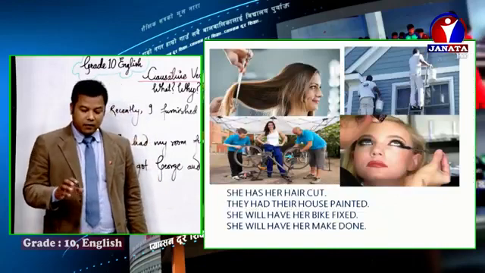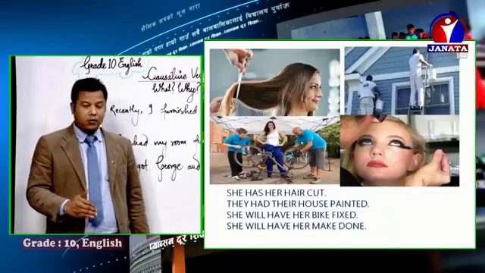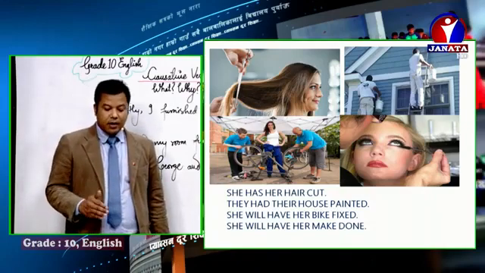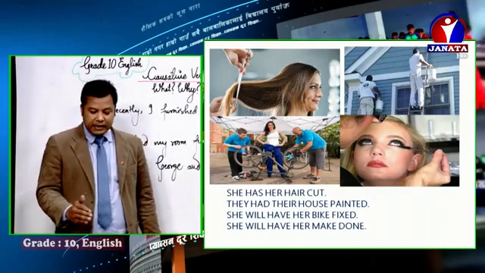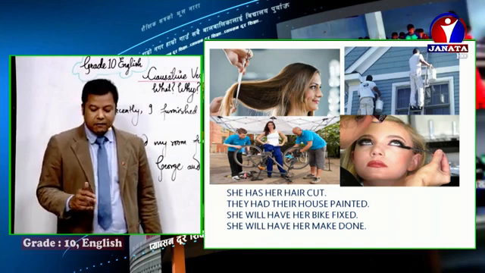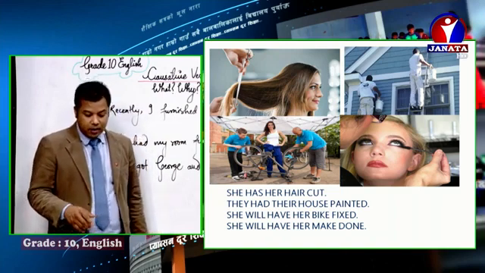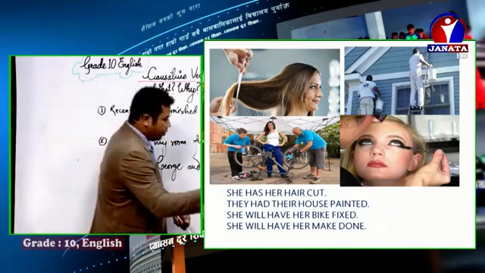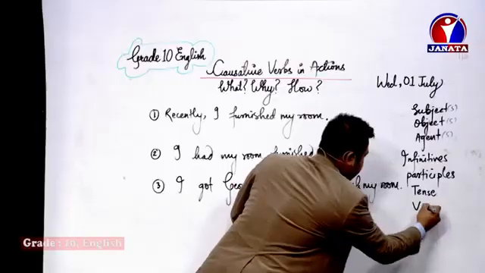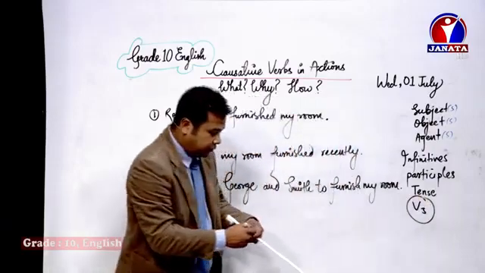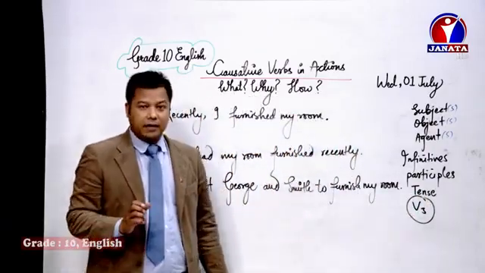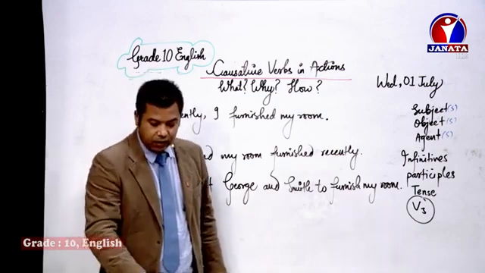Here I've got 4 pictures. So you've got 4 sentences explained. First one, she has her hair cut. They had their house painted. She will have her bike fixed. She will have her makeup done. When I'm doing this, you must have got the focus in the last verb, and that is verb 3. Keep it in your memory for a little while.